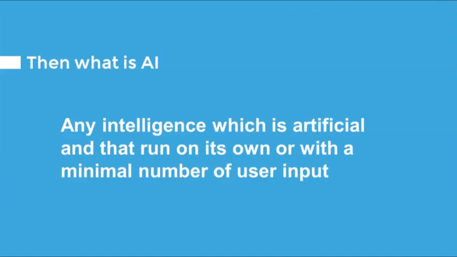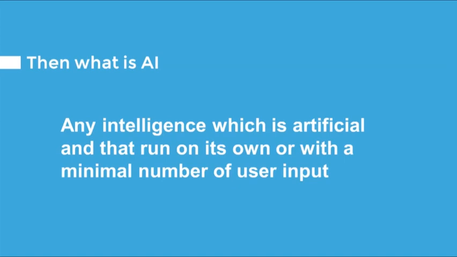But before going deeper into understanding it, let me give you a small definition of what is artificial intelligence. A small definition is: any intelligence which is artificial and that runs on its own or with a minimal amount of user input. So let's say you have an intelligent element that can do some activity on its own. Let me give you a classic example of this AI: your washing machines, your air conditioning systems. These are all considered artificial intelligence systems.